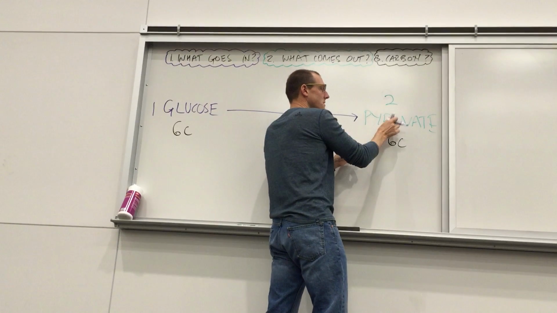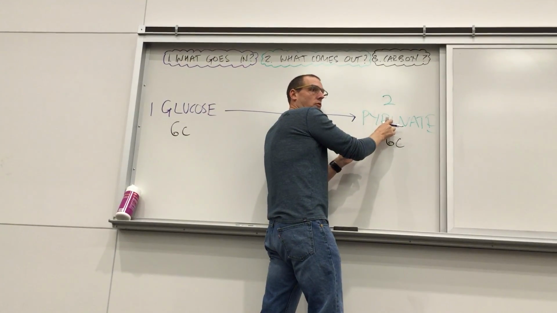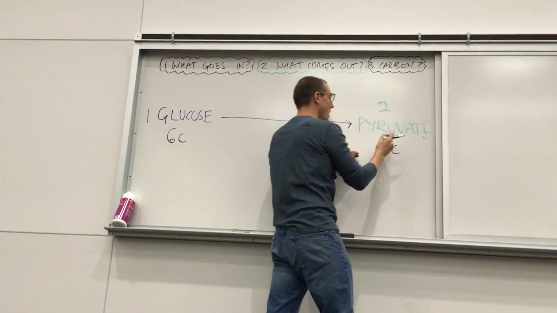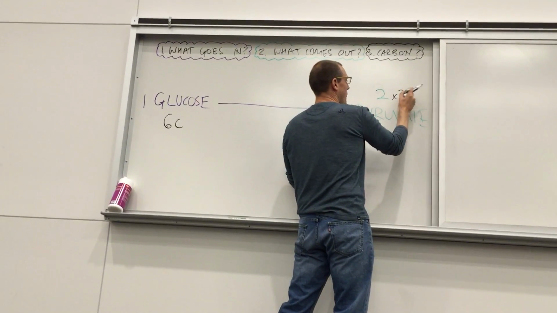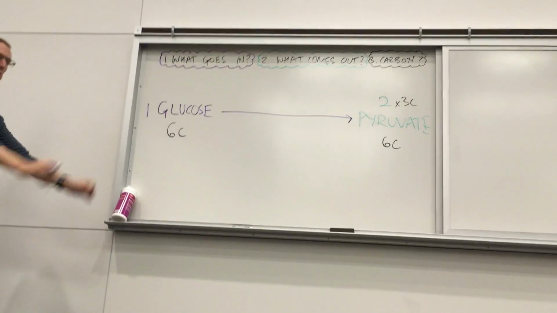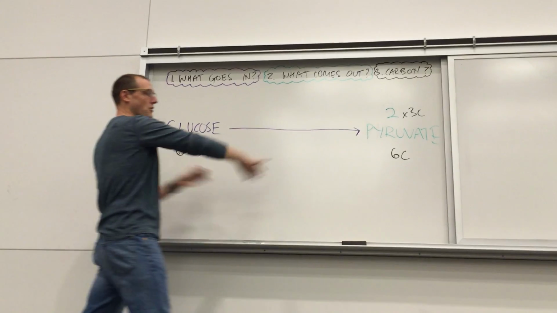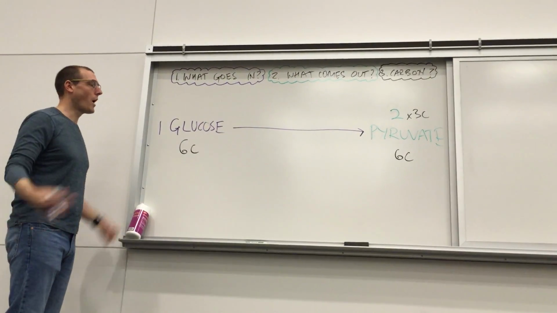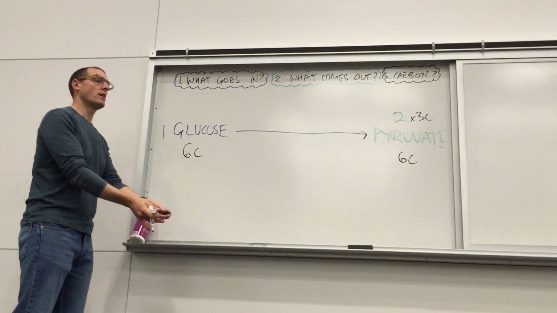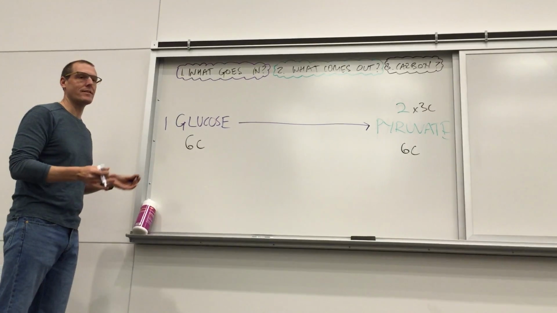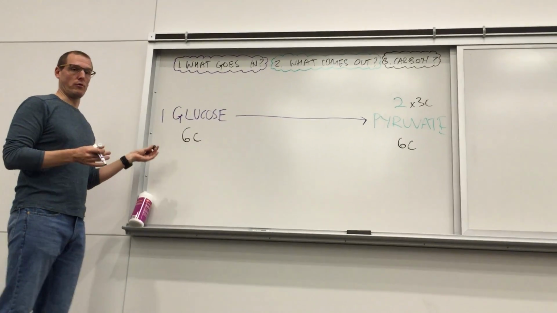But there are 2 of these molecules. So how many carbons in each of these? 3. Okay, so 2 times 3 carbon pyruvates. Okay? There's no carbon that's produced. This whole set of reactions basically serves to do 2 things. One, there's an input of energy so that we can activate the process of glycolysis. And the second one is you oxidize the glucose.